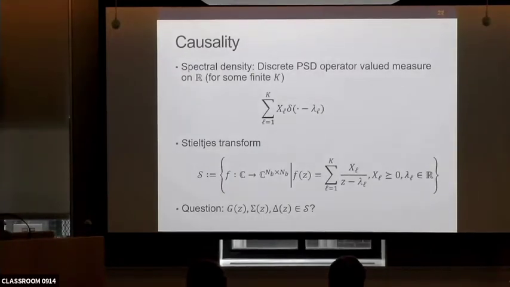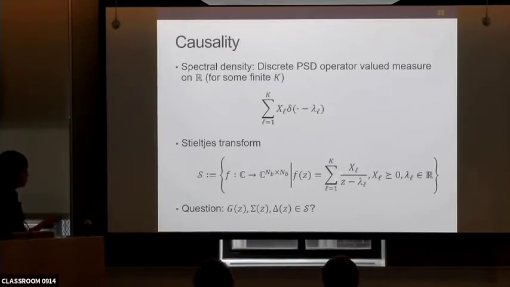So more specifically, how causality matters in this scenario is that we consider the spectral density, which is a discrete PSD operator-valued measure on R, which is you have some XL, and the only change is you remove the lambdas from the denominator to a delta function as a measure here. Then you do a Stieltjes transform, but it's nothing but what you have seen before, so that this function class is some finite-sized matrix and some finite number of poles, and the residues are PSD. And this is what we care about.